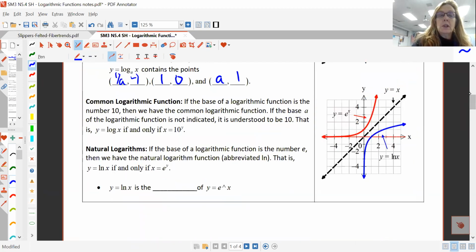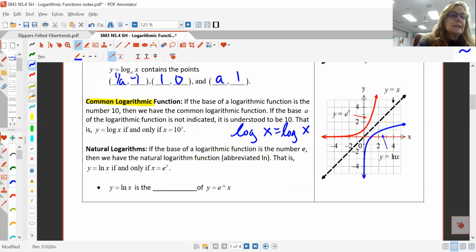Okay, so now we have two definitions that we're going to define as basically special sets. The first one is the common log, okay? So if my common log is essentially saying that if I have a log and I don't see a base, okay? Base has to exist. So you have to have a base.